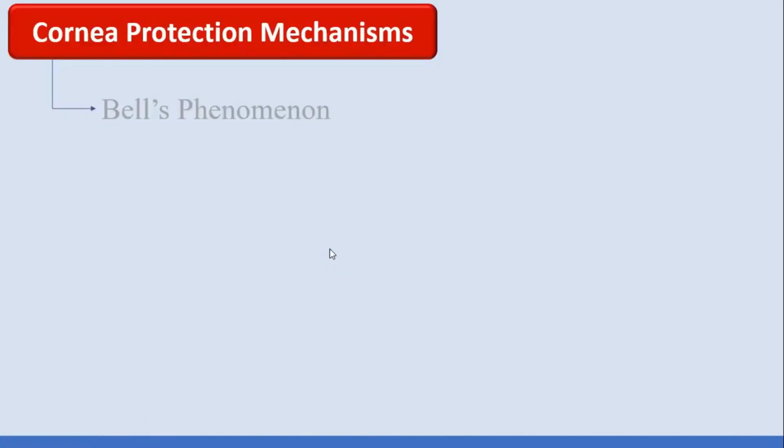So in summary, I would advise you, when you are testing Bell's phenomenon, to first retract the eyelids, then ask the patient to gently close their eyes.